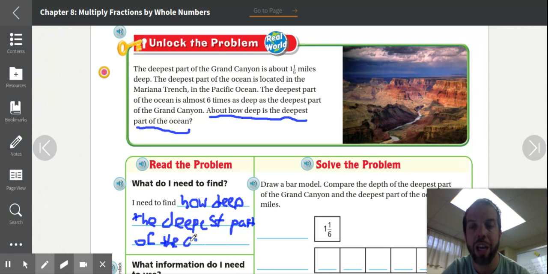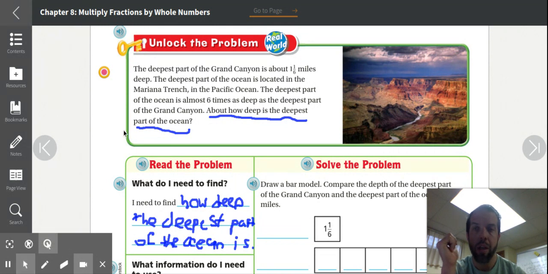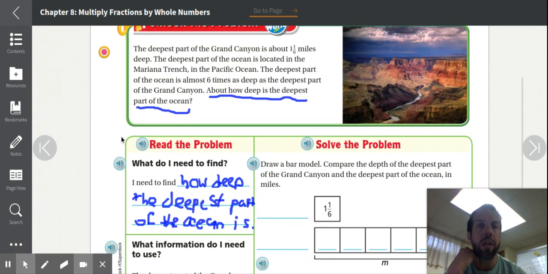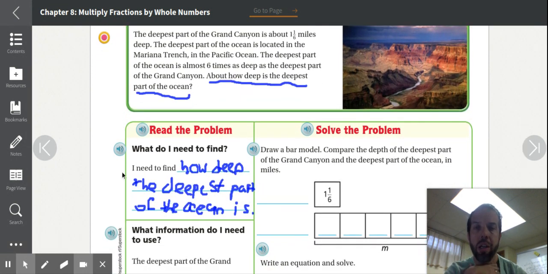Excuse my handwriting again. I'm doing the best I can. I'm really trying hard, but these drawing tools are not as easy as if I was writing on a smartboard. All right. Now, there's some other key things in the problem that we want to make sure we look at too. So it says the deepest part of the Grand Canyon is about 1 1/6 miles deep. That's going to be very important, so we're going to circle that.